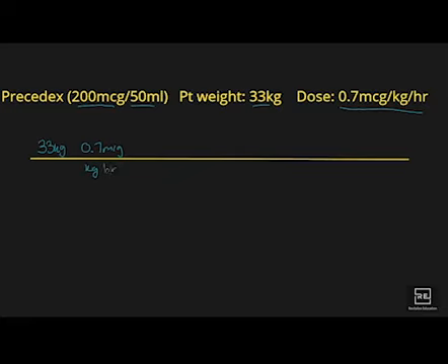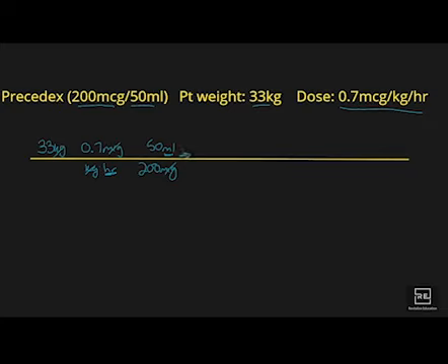Again, it's really important that you make sure that you're not putting minute down here or you'll really mess up your rate. So 0.7 mics per kg per hour. And again, we already have mics in our dose as well as our concentration, so we can just carry that over. So 200 mics in 50 ml bag. And now we've got mLs on top and kilos on the bottom. We want to ensure that we've canceled out all the other units and we're left with just mLs per hour.